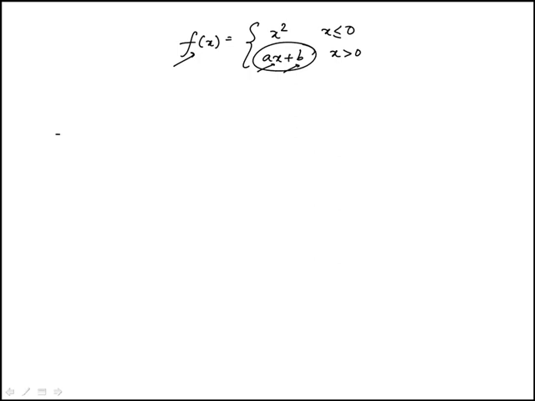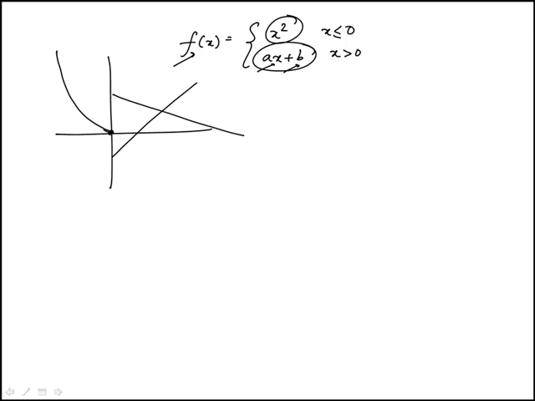So if I were to draw this out roughly, for x negative, it's x squared. So this is half of the parabola, and this also includes 0. And then for x positive, it's a straight line. So it could be something like that, or it could be any of the lines. It could be something like this.